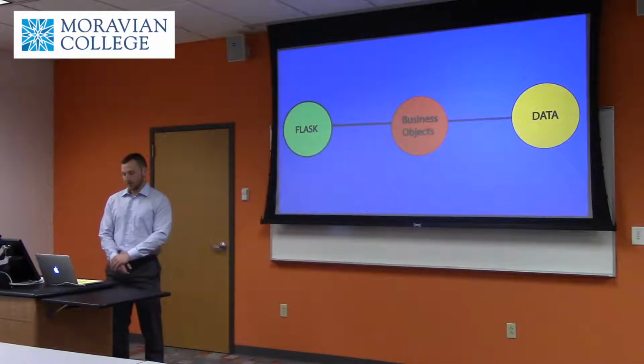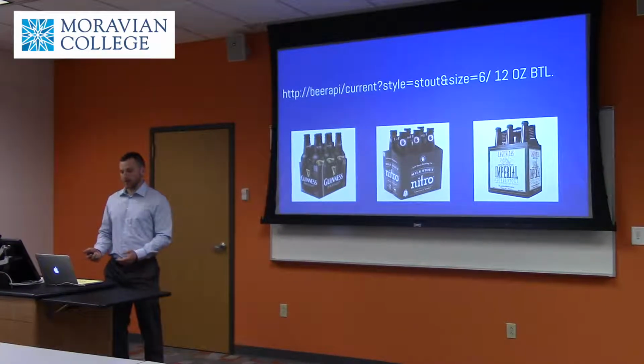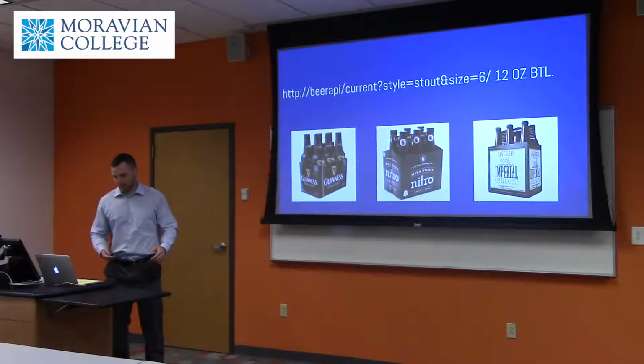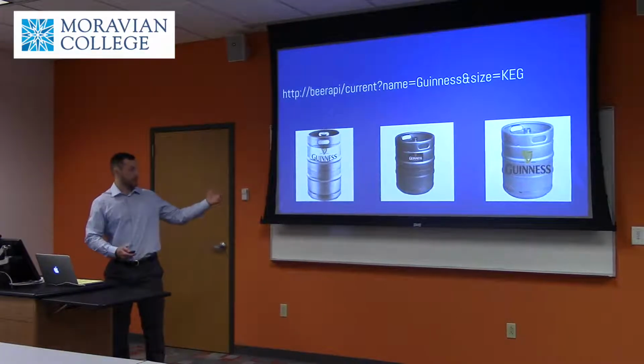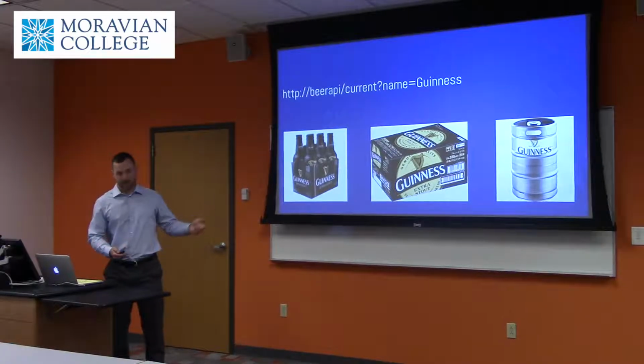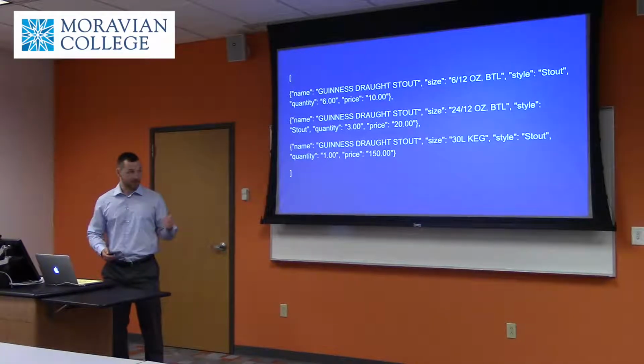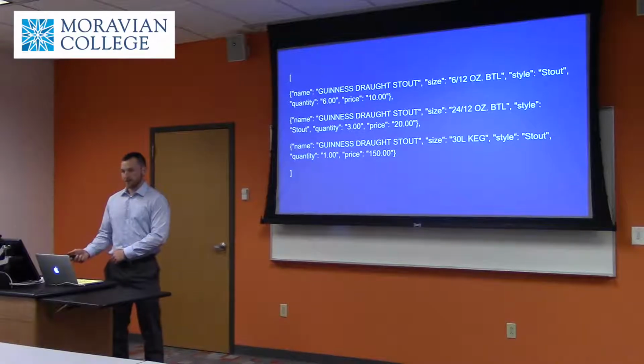There's a wide variety of questions that the user could ask about the data, and it's only using one input. For example, if you wanted to, you could ask about 6 packs of stouts. You could even ask about kegs in any size of Guinness. Even if you just wanted to ask about anything Guinness, you have that ability. The results of those queries are returned as JSON, and all the necessary information about the beer, such as size, style, quantity, and price, is present.